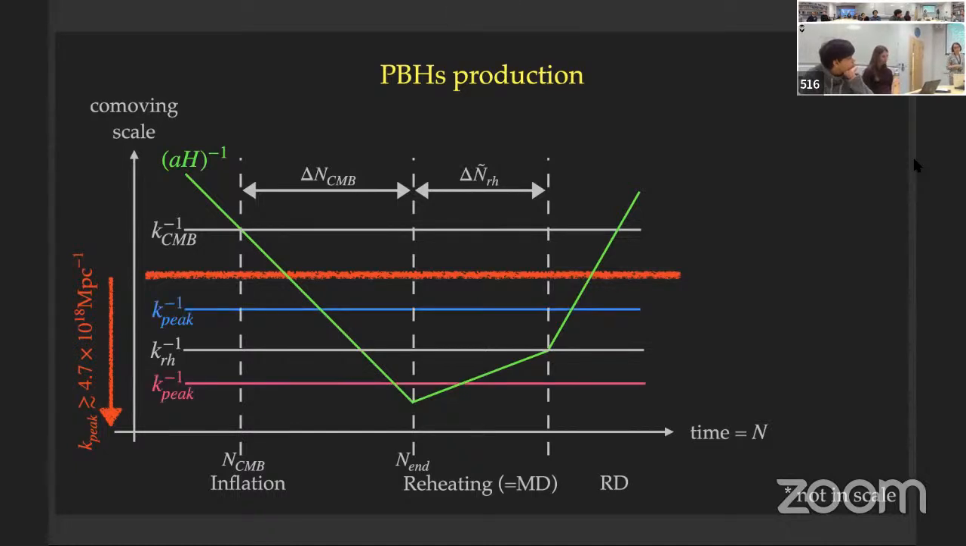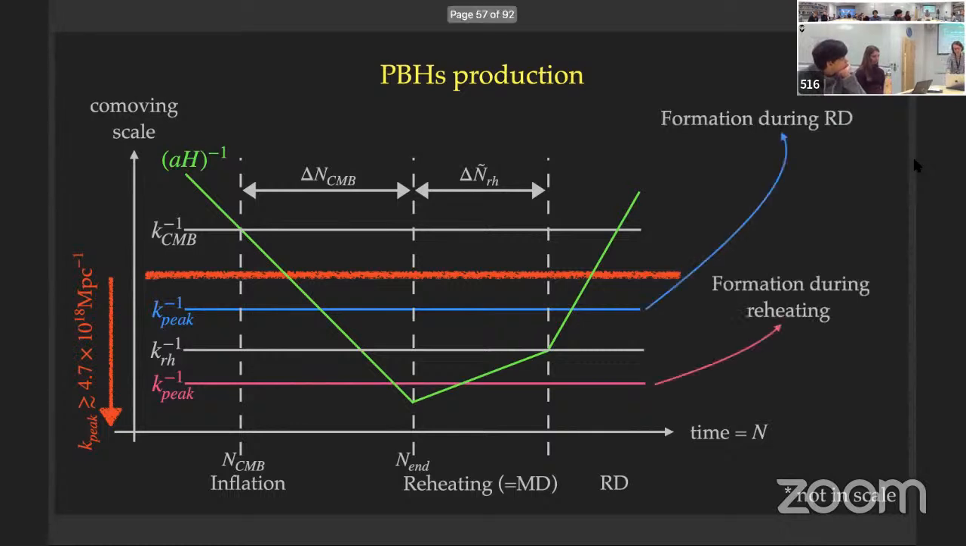So for example, I can pick two scales, the blue one, the k peak, crossed the horizon before k reheating. The second one, the purple one, crossed after k reheating. And you see that these will behave differently because they cross the horizon in different phases. The purple one crosses the horizon during reheating, which is a matter-dominated phase. And the blue one crosses the horizon during radiation domination. So we basically need to consider two different primordial black hole production scenarios. For the blue scale, we need to consider PBH formation during radiation domination. For the purple one, formation during reheating.